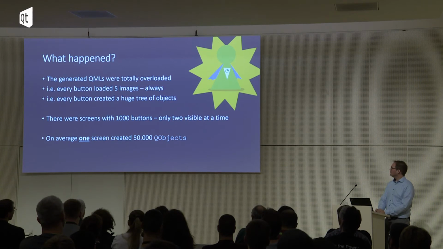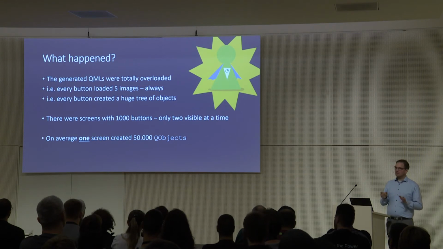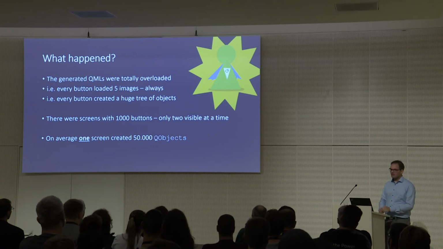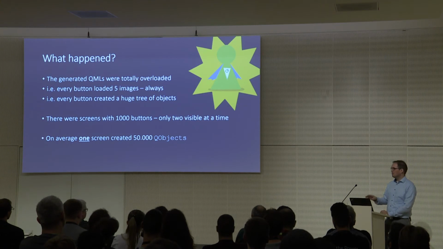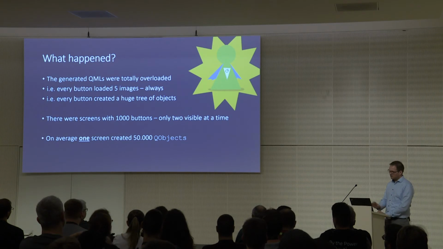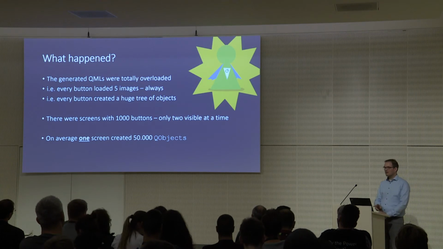So what happened? Well, the QMLs were totally overloaded. Every button, just as an example, there were even worse examples, loaded 5 images for every state, even if the button never reached that state in a specific case. Every button had a huge tree of objects below it, like 2, 3 mouse areas, because you probably need them. There were screens that actually had 1,000 buttons on them and only 2 visible at a time. And why did this happen?